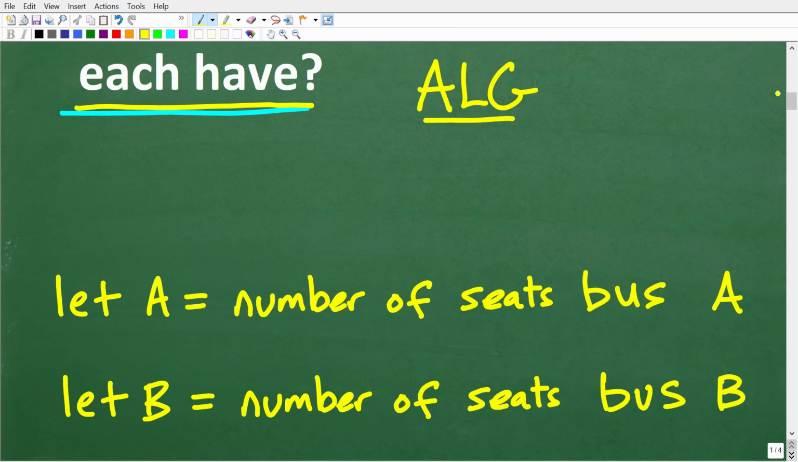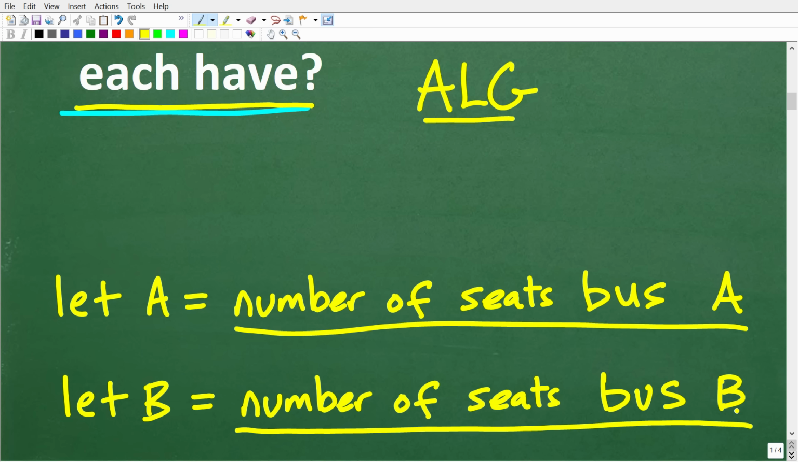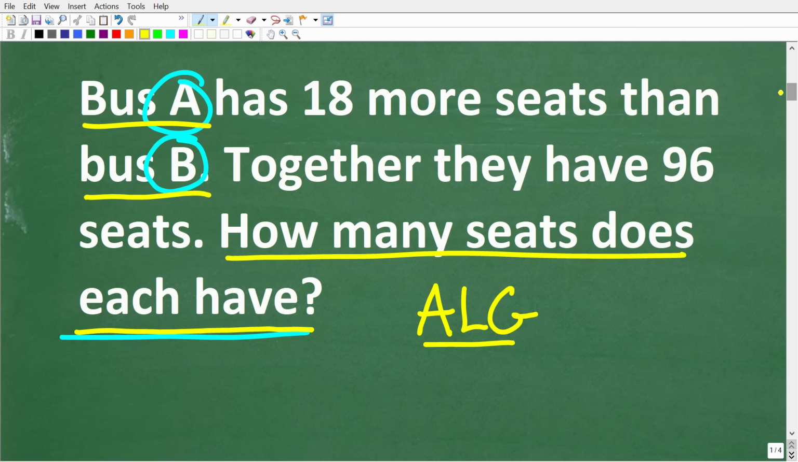So I'm going to let the variable A represent the number of seats for bus A, and then I'll let the variable B represent the number of seats for bus B. So now we have two variables and we're thinking in terms of algebra. So we have these variables A and B. So we want to now solve for these variables.